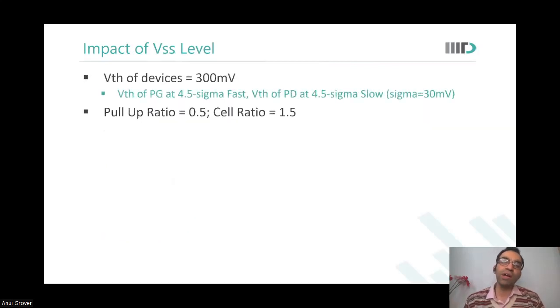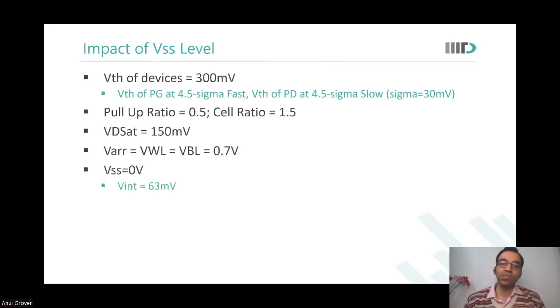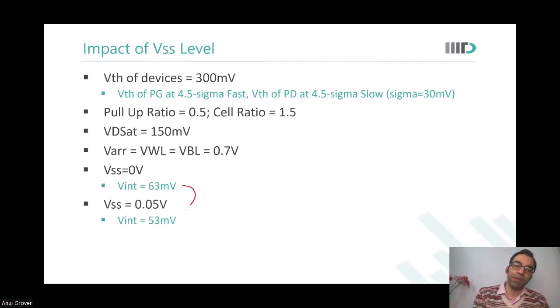Okay. Now let's look at the impact of VSS. So you will see that when VSS is raised, what happens when VSS is raised? Vx rises. As Vx rises, my writability improves. Writability improved now because this voltage lowered from 63 to 53. Yes, writability improved, but when I raise the VSS, what degrades? The stability of the cell degrades.